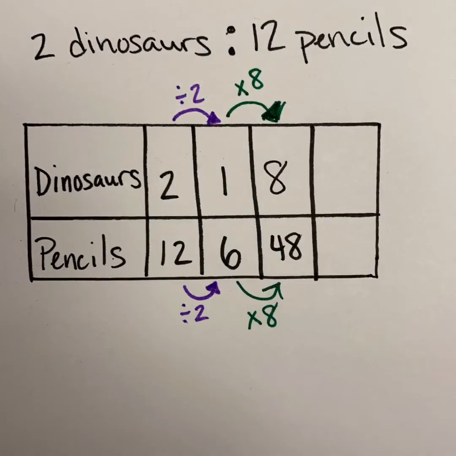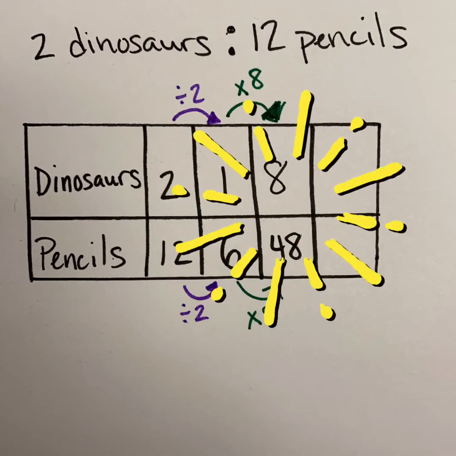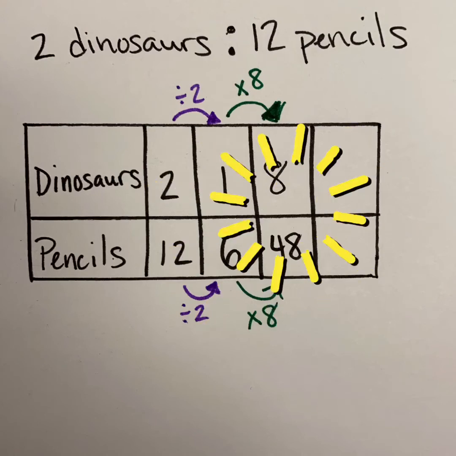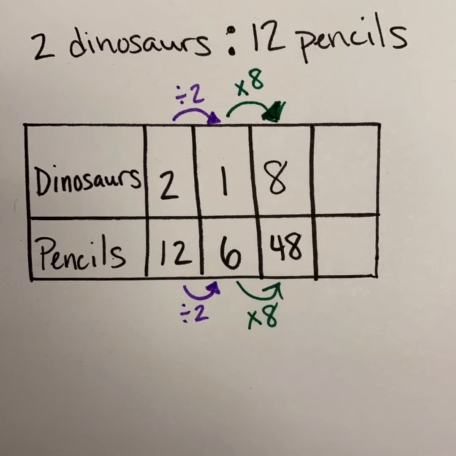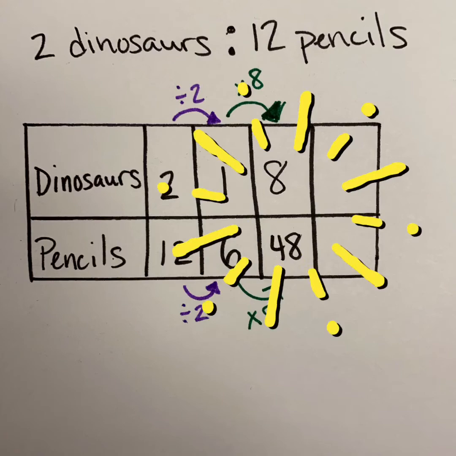Now, if we can remember, our question was how many dinosaurs are there if you have 48 pencils? In this case, in our ratio table now, we have our answer. It's sitting right here. We would have 8 dinosaurs to 48 pencils. So if I had 48 pencils, there would be 8 dinosaurs.